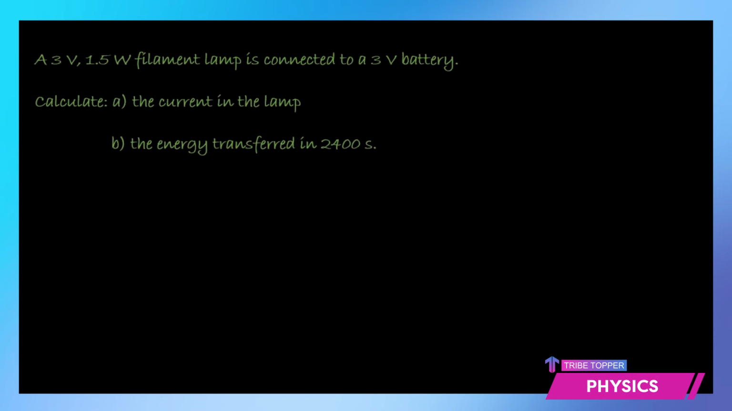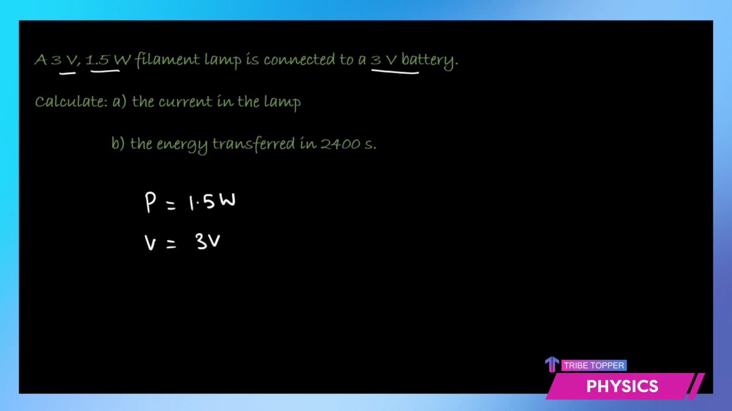So let's have a look at this question, which says that a 3 volt 1.5 watt filament lamp is connected to a 3 volt battery. Calculate the current in the lamp. So this is a direct question. If you look at the question carefully, what is given to you? The power rating is 1.5 watt and it is operating on a 3 volt battery.